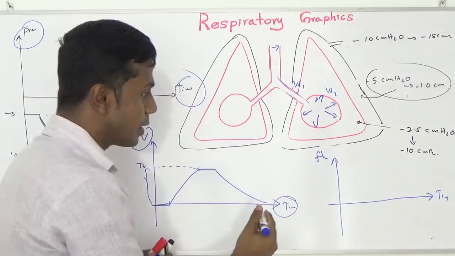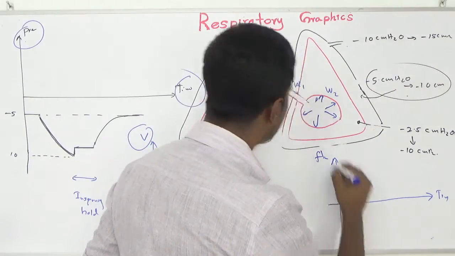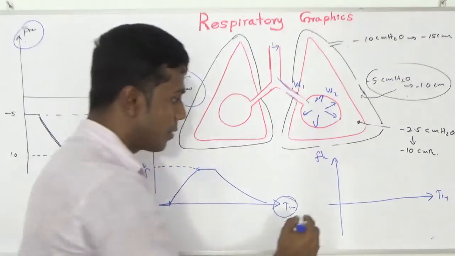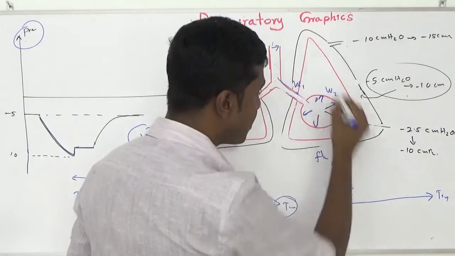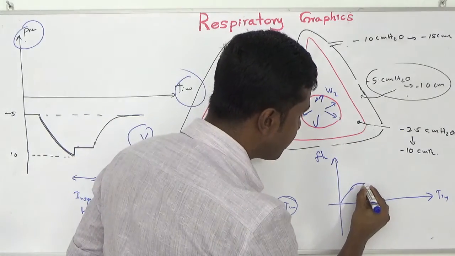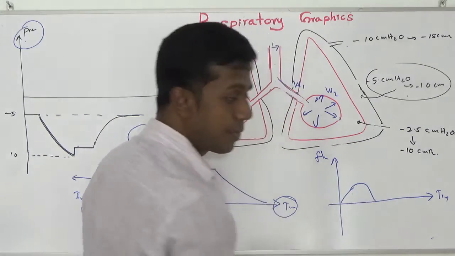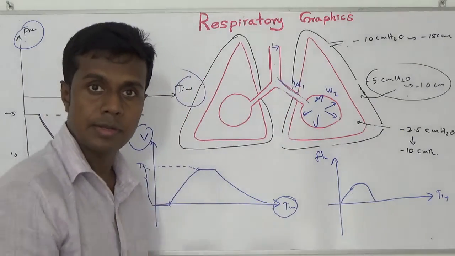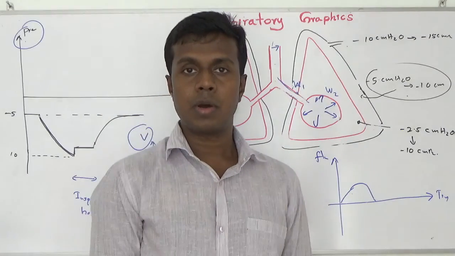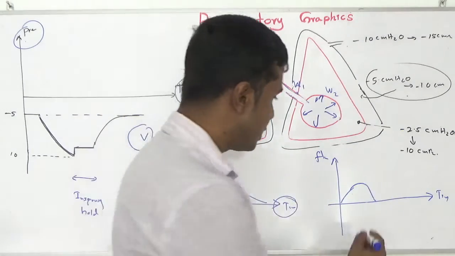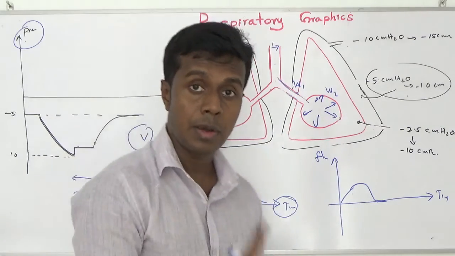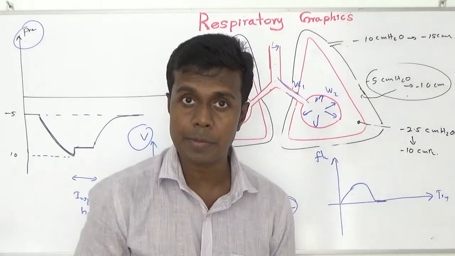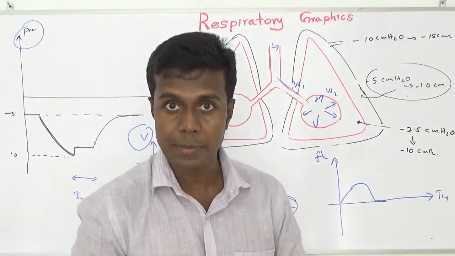Initially, the flow increases with the inspiration. Flow gradually increases, goes up to a maximum level, then gradually reduces. After that, I hold my breath. Now I am in the inspiratory hold. Then I start expiration. My initial part of expiration is rapid, which means the flow is happening rapidly.